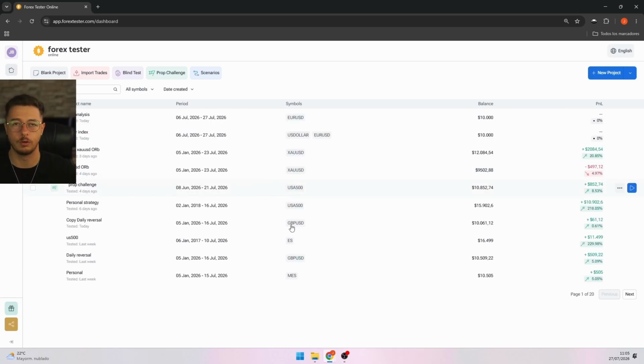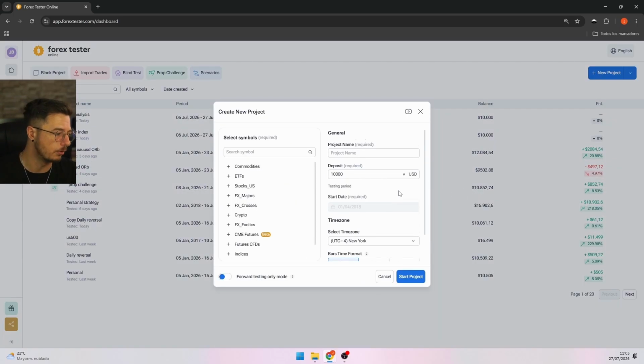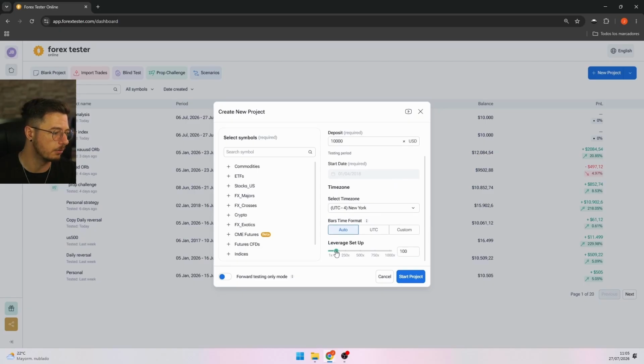We have 1 to 500, 1 to 200, 1 to 100. And if we create a new project in Forex Tester Online, you'll be able to set your leverage up to 1,000. Okay, the normal is 1 to 100. That's more or less the standard. Some have 1 to 200, 1 to 500. It depends on what you want to do in the markets, but normally 1 to 100 is a nice medium where we have enough space to open bigger lot sizes.